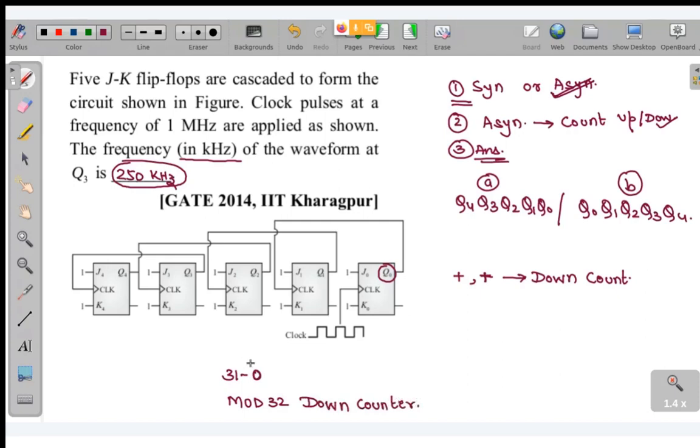Next, I had asked you whether this will be the counting sequence or this. I told you the flip-flop that is farthest from the external clock will be your MSB. So this will be MSB, this will be LSB. So option A is correct.